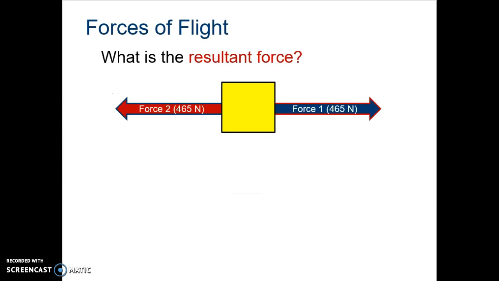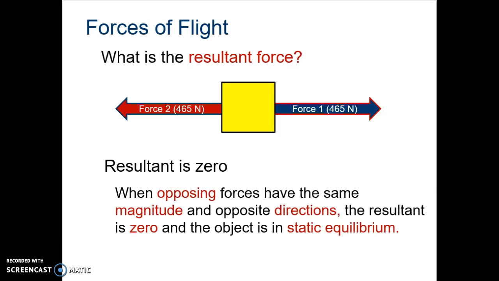Here's a new problem. What is the resultant force if both force 1 and force 2 have the same value? Correct again. The resultant force, or net force, would be 0, and it's also known as static equilibrium. Now, you may not know this about the box. When the resultant force, or the net force, is 0, the box is either not moving, or it's moving at a constant velocity, meaning there's no acceleration.